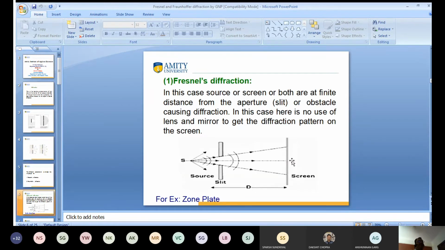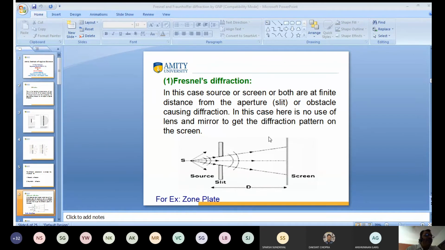So I am talking about the Fresnel diffraction. In the case of Fresnel diffraction, this is the light source, and this is the slit. When the light passes from here, the diffraction pattern is obtained on the screen. This type of phenomenon is known as Fresnel diffraction. But what is the condition? In this case, source and screen are at finite distance from the aperture or obstacle. This is the slit, this is the obstacle.